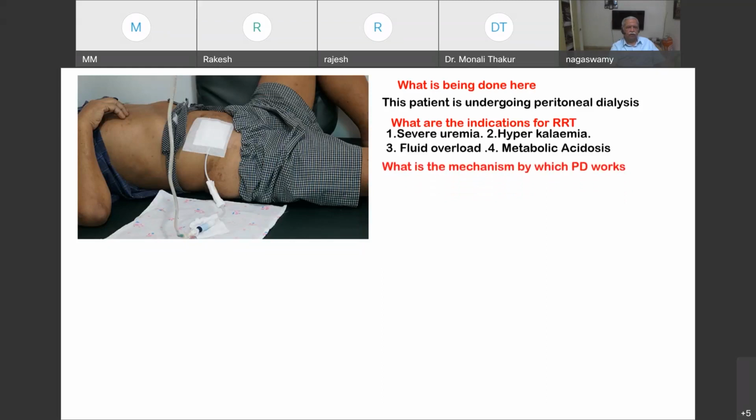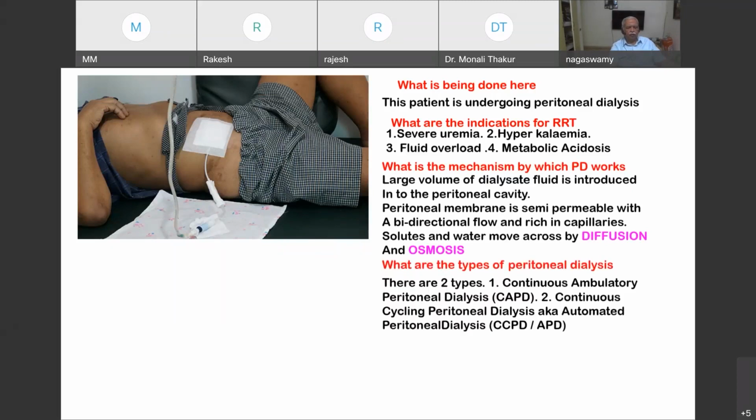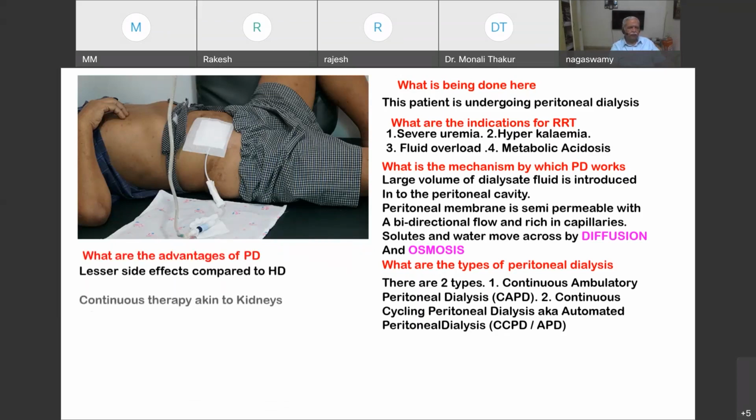Okay. By what mechanism does peritoneal dialysis work? It works both by osmosis and diffusion. The peritoneal membrane acts as a semi-permeable membrane. There are two types of peritoneal dialysis. One is continuous ambulatory peritoneal dialysis. The second is continuous cyclical peritoneal dialysis, otherwise known as automated peritoneal dialysis.